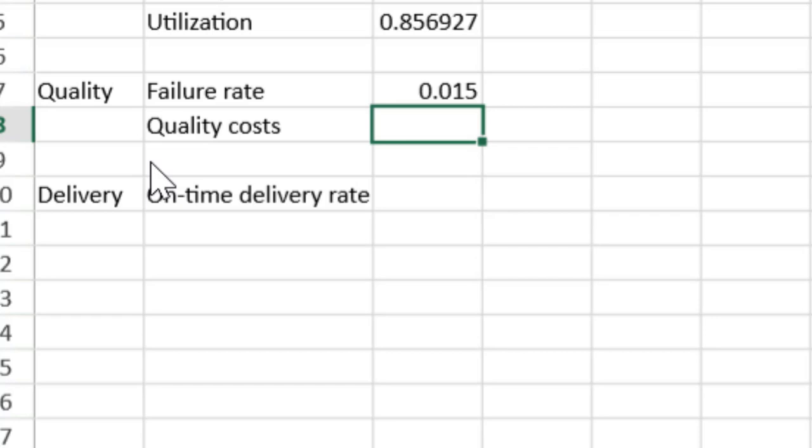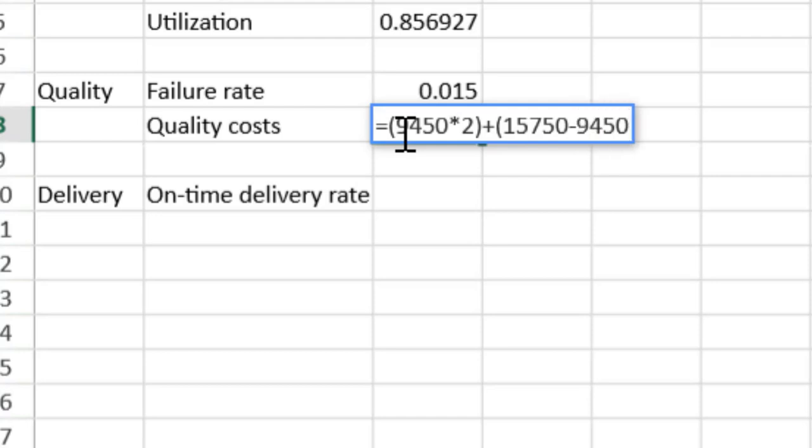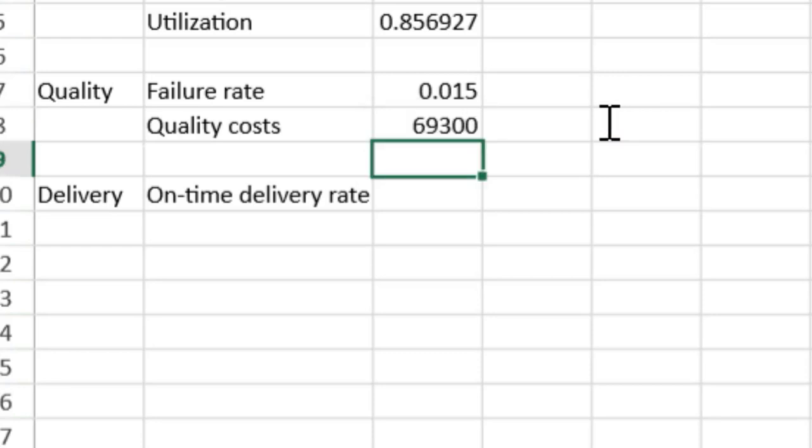We have information about quality costs as well in note 8. We learn that 9,450 keyboards were reworked, and that reworking costs $2 per unit. And the remainder were scrapped. If we scrap the unit, then we write off the material that has been put into it. So we need to get the remainder, which would be the 15,750 minus the 9,450, and that's multiplied by the $8 per unit, using brackets to preserve the order of operations. There we get our total quality costs.